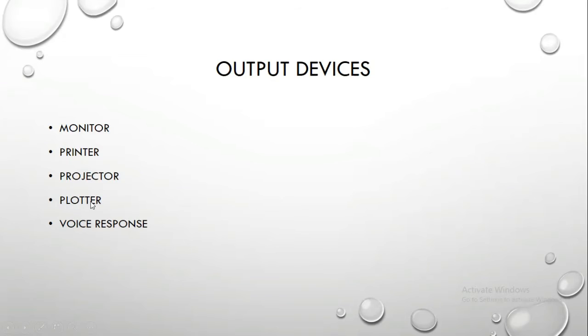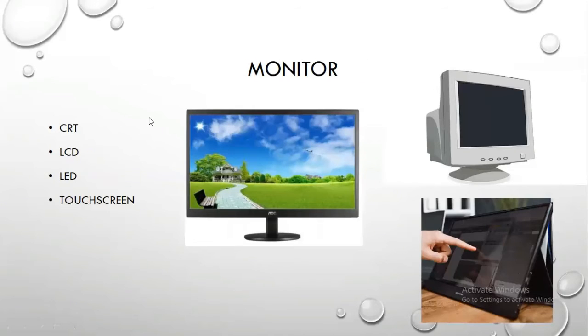Then comes the plotter. A plotter is a special printing device that is used to generate high resolution graphics printing and very large size printing, like a cutout or hoarding, etc., which can be printed on a plotter. Then voice response devices are also there. Now the first category is monitor.